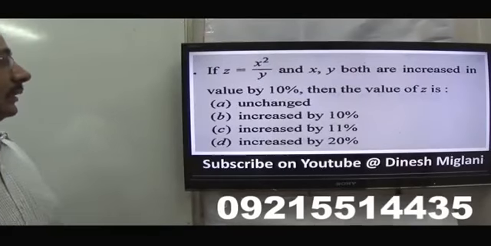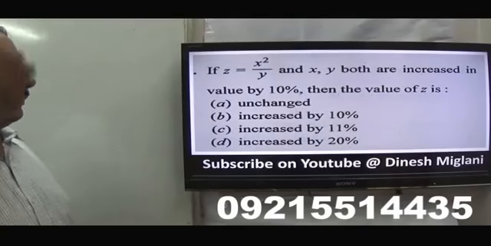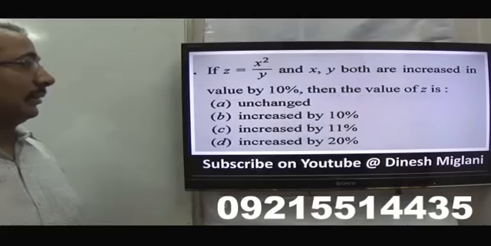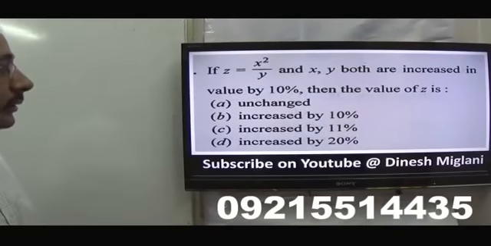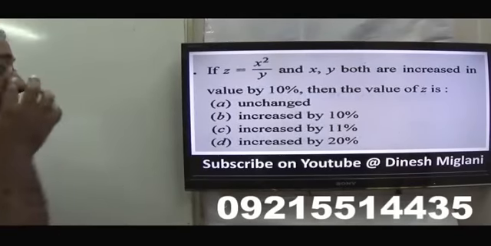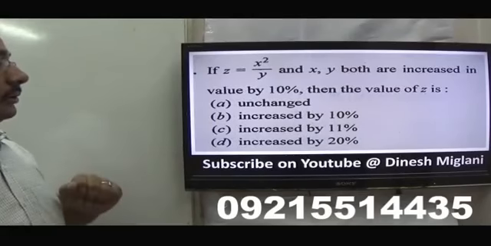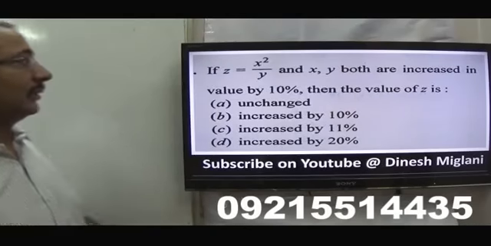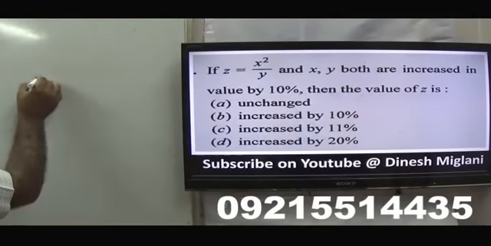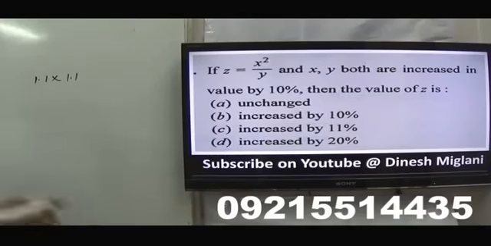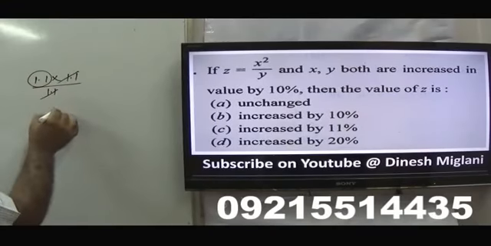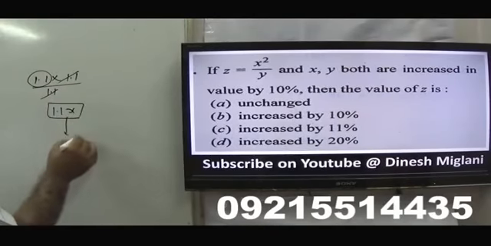Let us take the second problem. Z equals x square by y. X and y both are increased in value by 10%. Then what is the change in the value of Z? We have to find the total change in Z. X increased by 10%, but you have x square, so we can take 1.1x into 1.1x. Similarly, y increases 10%, so 1.1. This would be cancelled out. Finally, change in x is 1.1x. It means total increase is 10%.